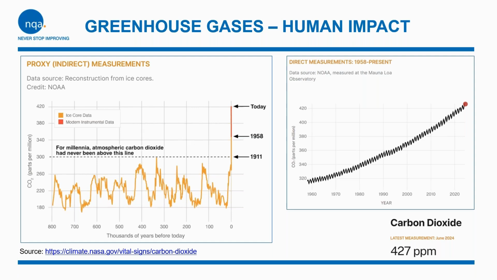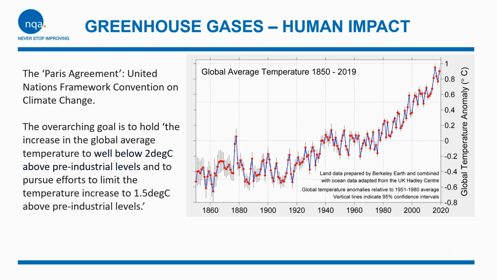So really up until about 1911, we've got data which shows more or less the natural carbon dioxide concentration in the atmosphere. And then from about 1911 in this particular chart, we've got data that shows what the human impact of carbon dioxide in the atmosphere is. And as of today, the NASA website shows that the concentration is 427 parts per million of carbon dioxide in the atmosphere. So what does that mean for global temperatures?